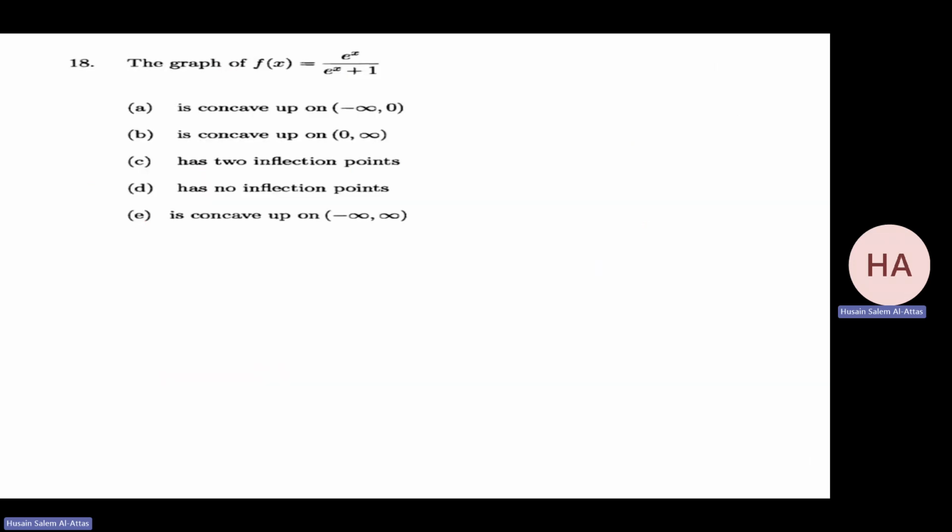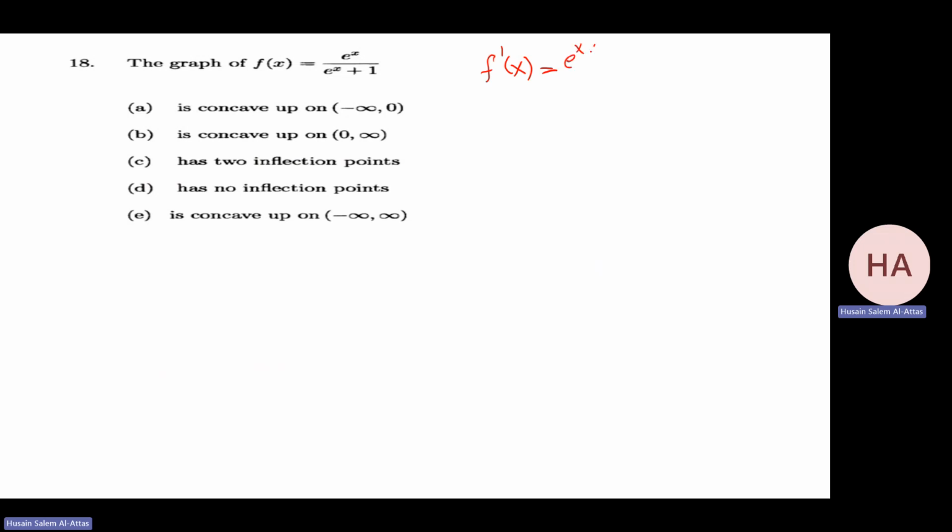We'll finish this one. Now we'll go to these MCQ questions. And as I said before, the idea is that the function will be different, but we are doing the same. We'll find f double prime, and then we discuss the concavity or the inflection points. So I need first to find f prime, and then f double prime. This is the quotient rule.